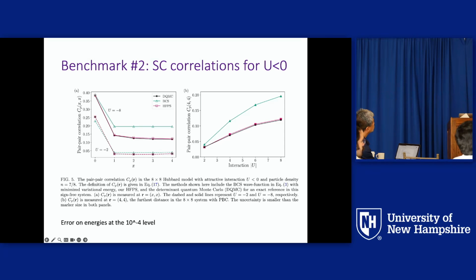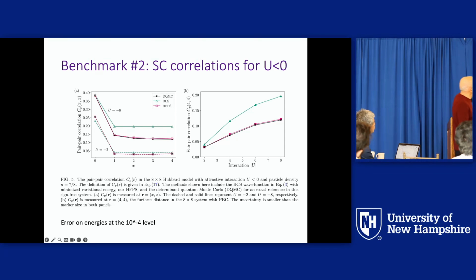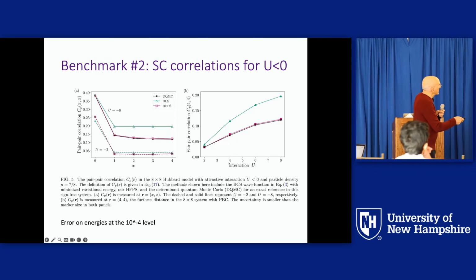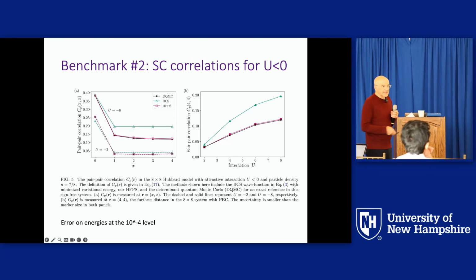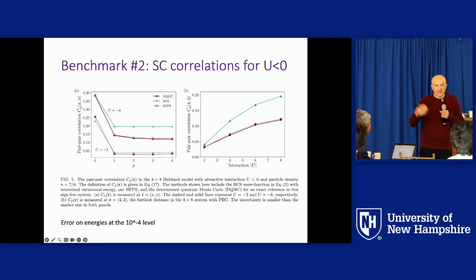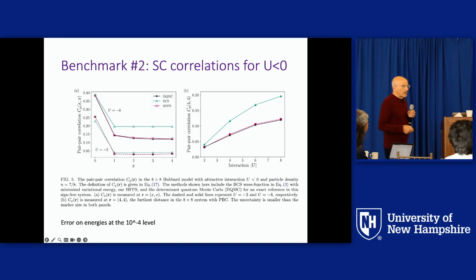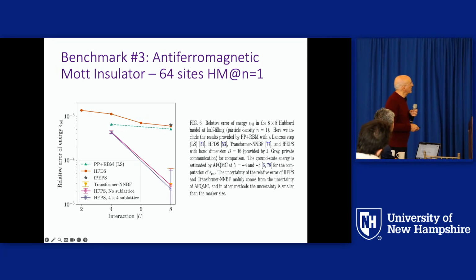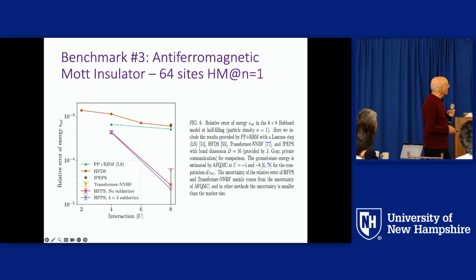In practice, we can find nice superconducting states, and this is the pair-pair correlation function at the longer distance, which is a proxy for the square of the order parameter, versus interaction U, in comparison to DQMC. And of course BCS, as a mean field, at large U overestimates that pairing. Okay, so this is negative U. Let's move to other things.